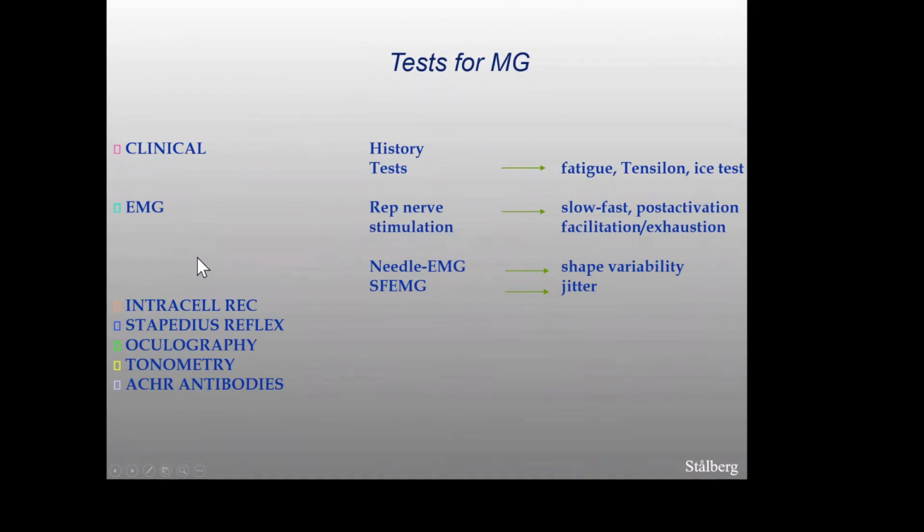There are many methods for the diagnosis of myasthenia, the most important being the clinical with history and fatigue testing, but we have also some other tests. Repetitive nerve stimulation, which is the topic of this video. We have the single fiber EMG. We have other special more rarely used techniques, and we have the antibodies against the receptor.